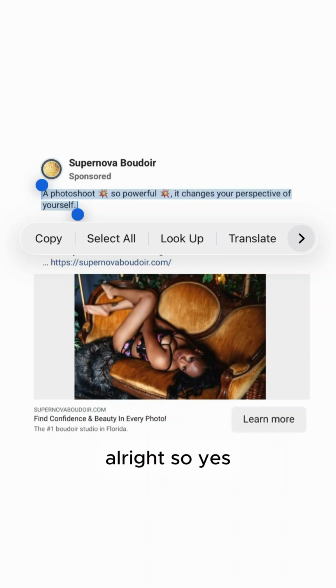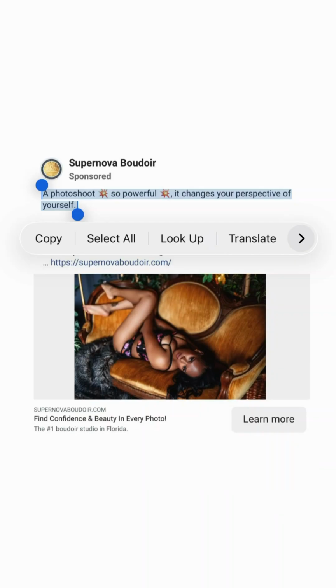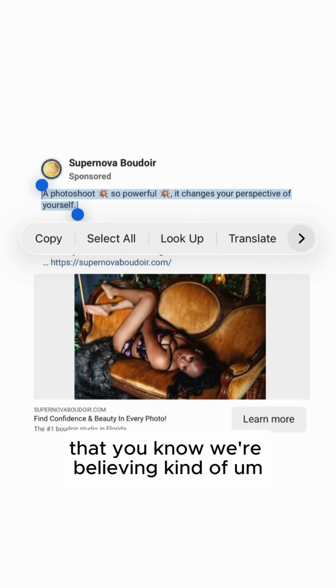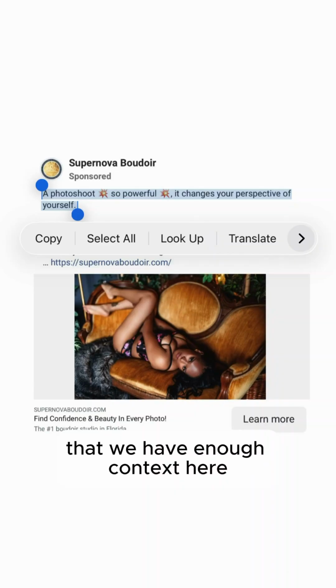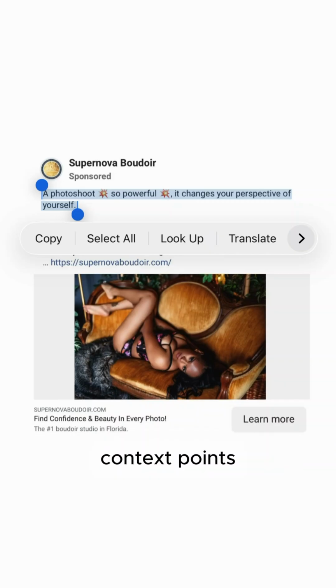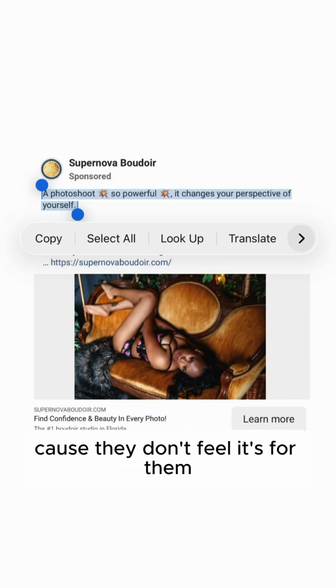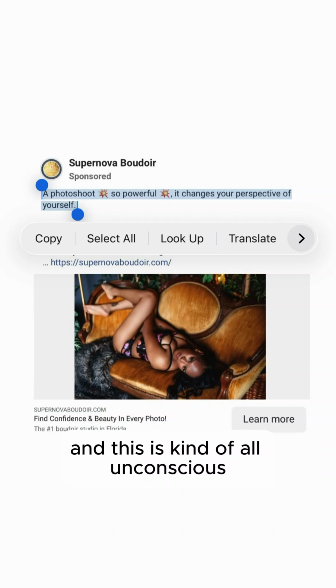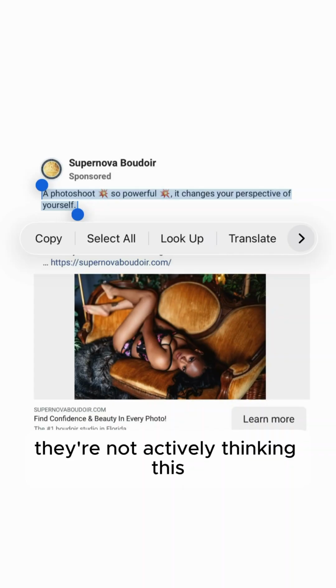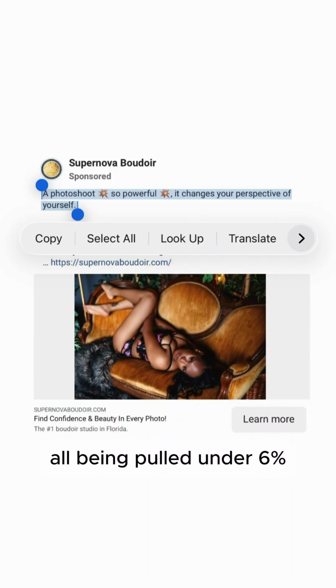All right, so yes, the lack of context mistake. The false belief that caused us to make this mistake is that we're believing that we have enough context here, but it's not. We only got a small number of context points. But now the consequence of this is way more women going to scroll by our Facebook ad because they don't feel it's for them. And this is kind of all unconscious. They're not actively thinking this. So more women scrolling by, our unique CTRL being pulled under 6%, wasting our money.